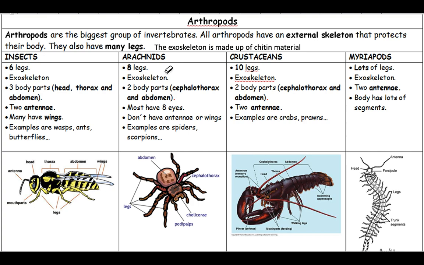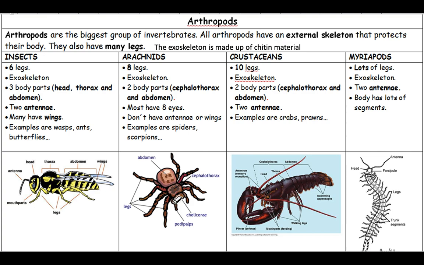And then we have arachnids. Arachnids have 8 legs. If we count 1, 2, 3, 4, 5, 6, 7, 8. And then they have the pedipalps. With these ones, they are pedipalps. And then also we have the abdomen, and they have the cephalothorax. The cephalothorax is the fusion of the head and the body.